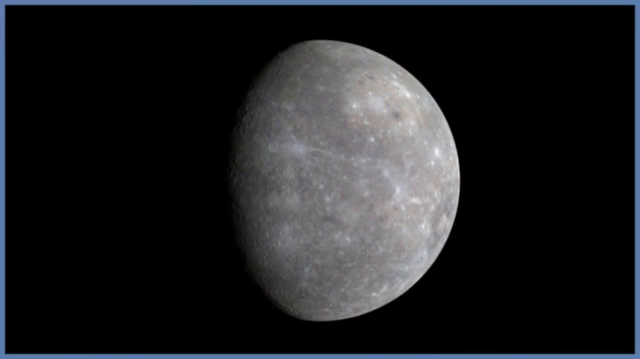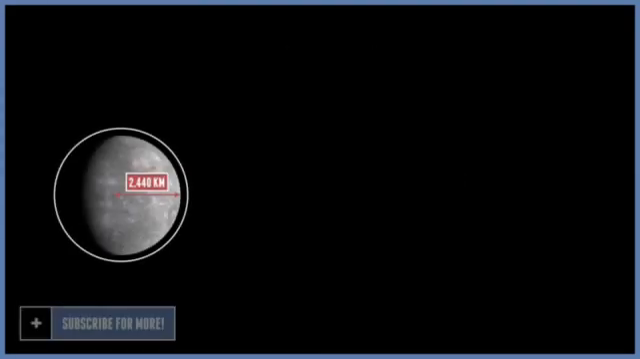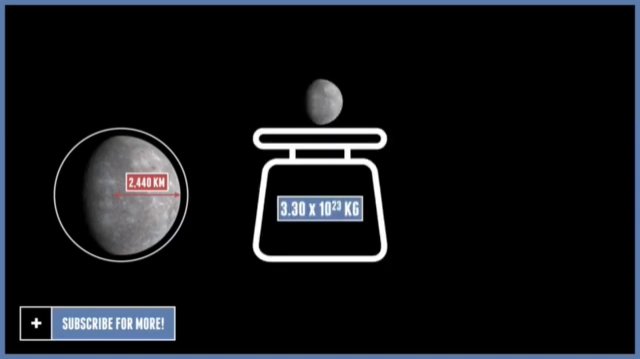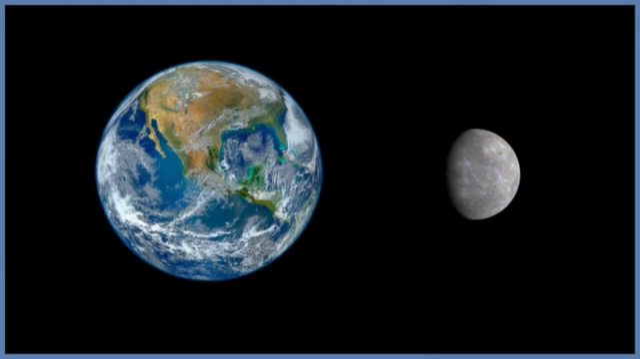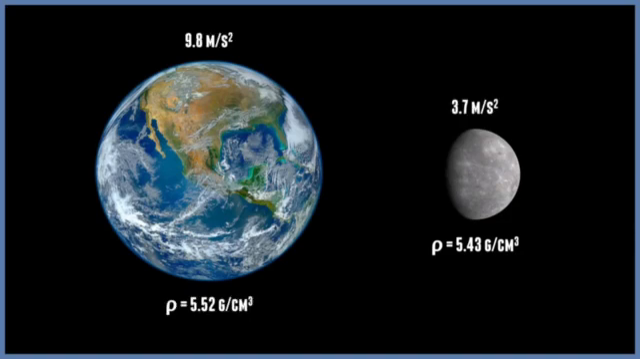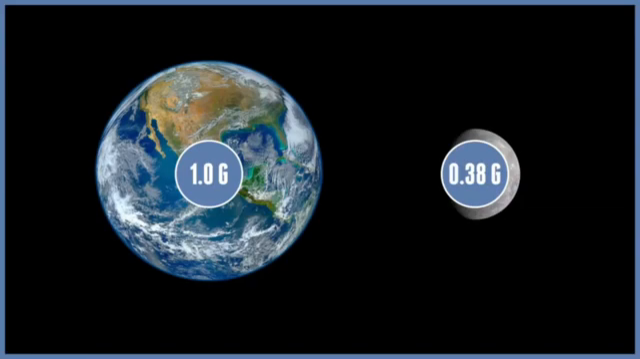So let's start off with Mercury. It has a mean radius of 2,440 kilometers, and has a mass of 3.3 times 10 to the 23 kilograms. Mercury is only around about a third of the size of Earth. This makes Mercury the smallest and least massive planet in the solar system. However, it does have a high density, and this is just slightly lower than the Earth's density. Mercury has a surface gravity of 3.7 meters per second squared. So if you do the calculation, that's the equivalent of 0.38 G.